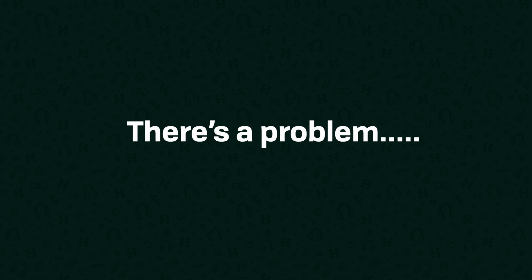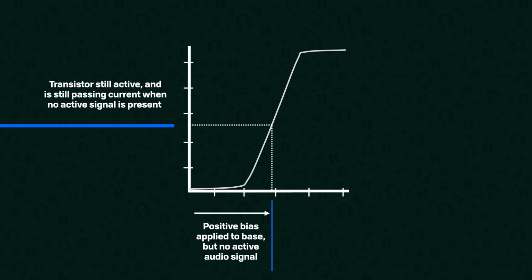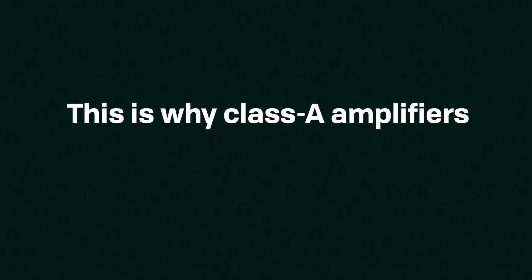But wait, there's a problem. With a Class A design like this, we've biased our transistor so that even when there is no input signal, the static or quiescent current is still deep within the active region. The transistor is still on, and current is still flowing, even though we are not actually feeding any signal to the base, which generates a lot of heat and wastes a lot of energy. This is why Class A amplifiers run hot.